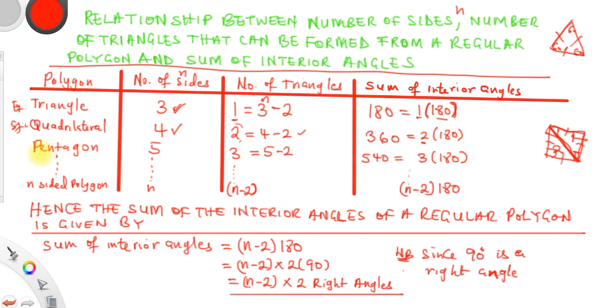Yes, so let's look at the pentagon. A pentagon is a 5-sided regular polygon. Let's look at the pentagon, which is a 5-sided regular polygon.